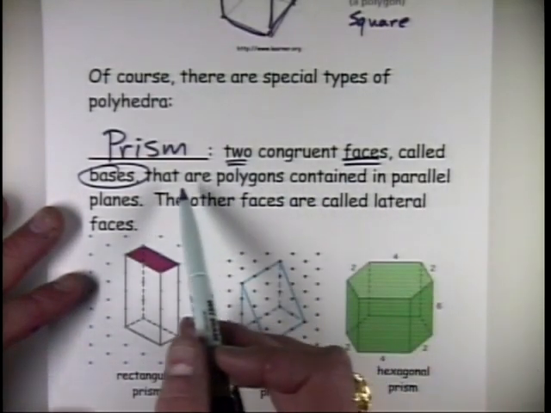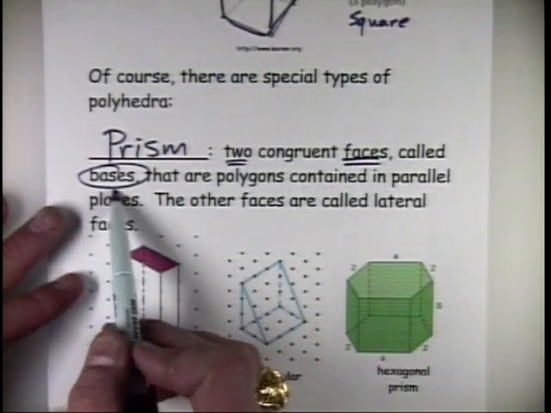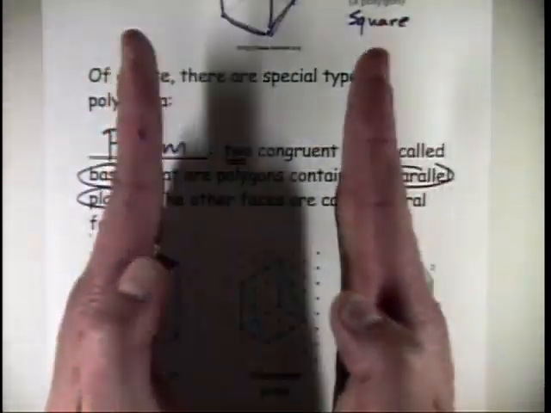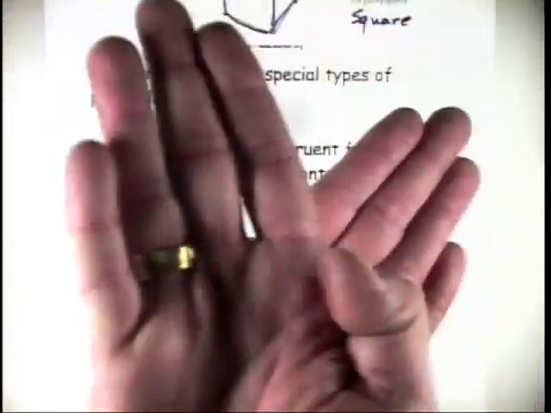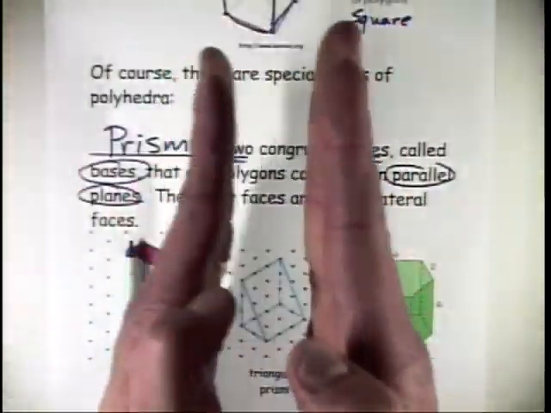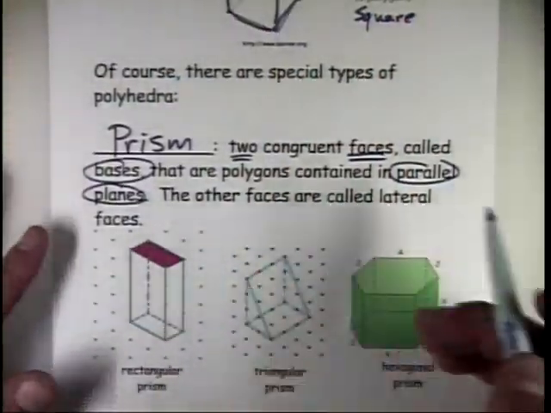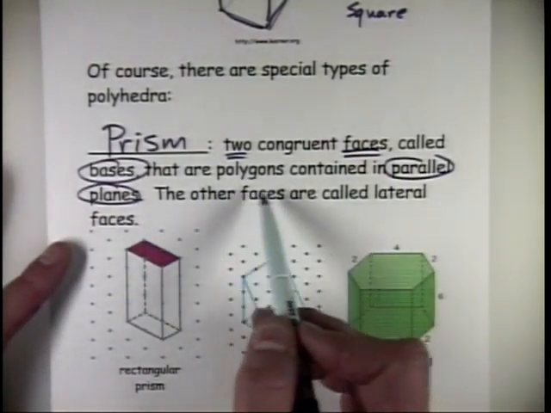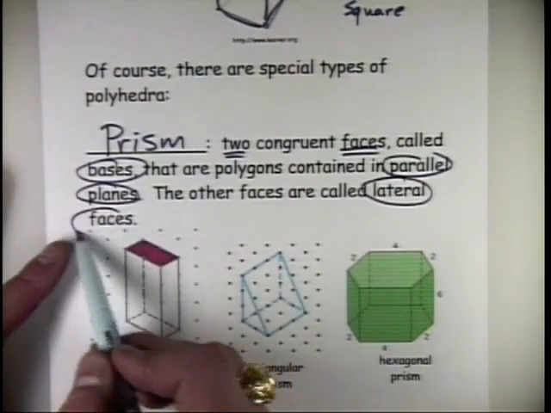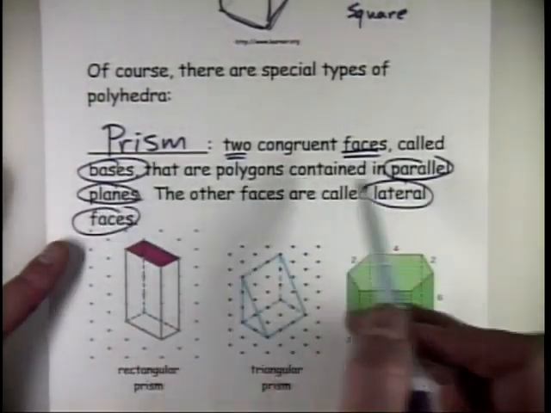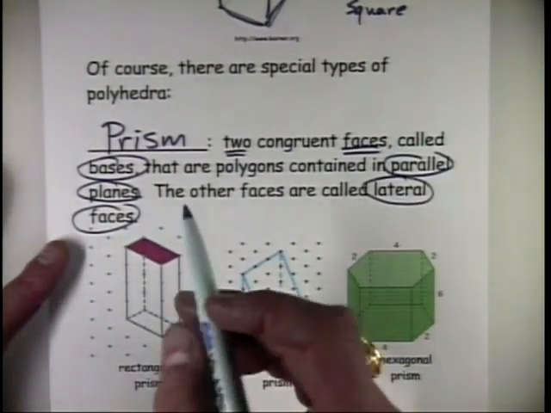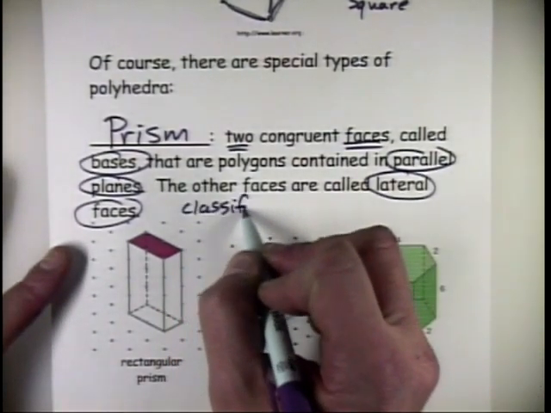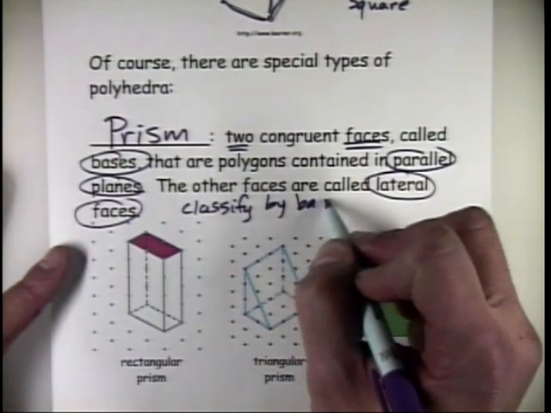And the polygons that are the bases are in parallel planes. Okay, so if you think of your hands as being parallel planes, they're flat. So they're either right on top of each other or they're side by side. And then we connect those two bases that are in parallel planes with some more polygons, and we call those the lateral faces. Now, lateral means side, so these are the faces that wrap around the side. Now, we classify these prisms by their bases. We classify by the bases.